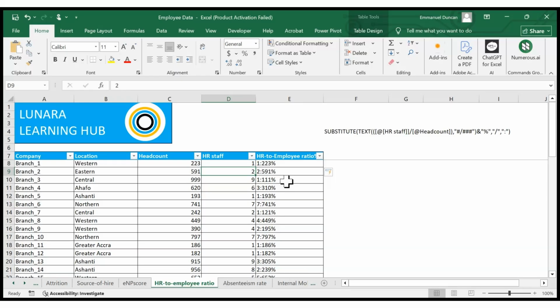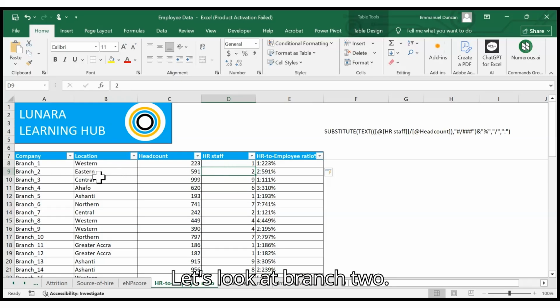So according to the industry benchmark, 1 employee is to 100 employees. So you realize that in branch 1, there is going to be possible work overload on the HR employee. So presumably we are to have 2 employees in branch 1.